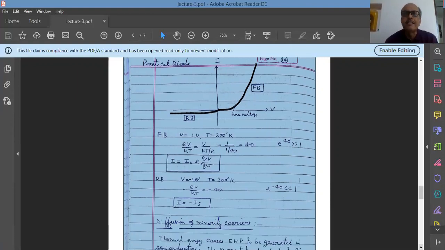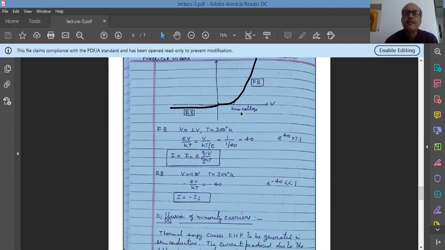Let us now work on this equation more. This voltage here is called knee voltage. Knee voltage is the voltage at which the forward current through the diode starts increasing at a fast rate. Now coming to the forward bias side, suppose we take a voltage of 1 volt, and assume a temperature of 27 degrees centigrade, that corresponds to 300 Kelvin, and let us calculate the value of the exponential term here. As I told you earlier, KT by E is 1 by 40 electron volt. So this number comes out to be 40.